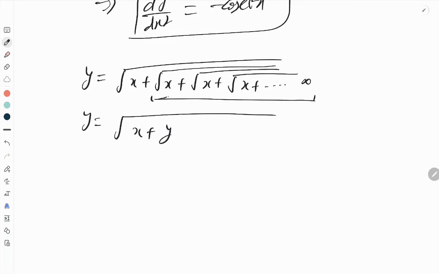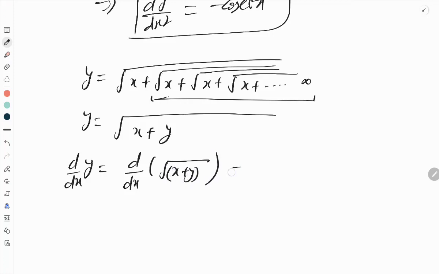Now I will find dy by dx. We have to find dy by dx, so take the derivative with respect to x. dy/dx of y is equal to dy/dx of √(x + y), correct or not? So you will say, sir, this is dy by dx required, and here the derivative of under root x type is 1 upon 2 root x, but it is not x, it is x plus y.